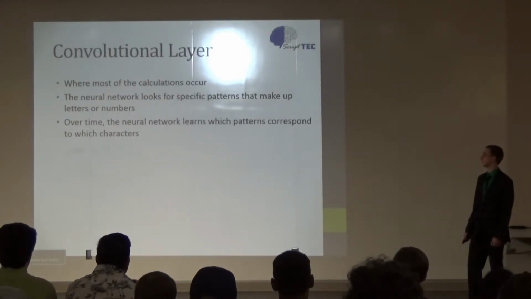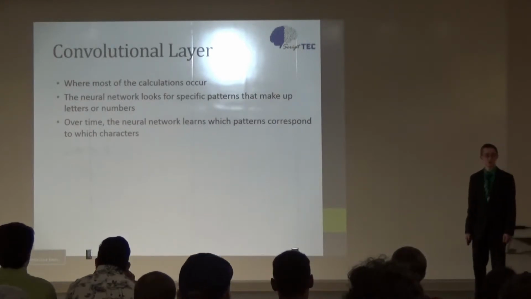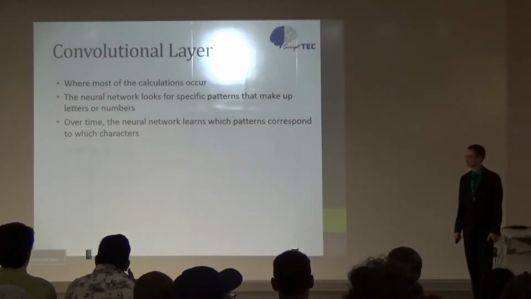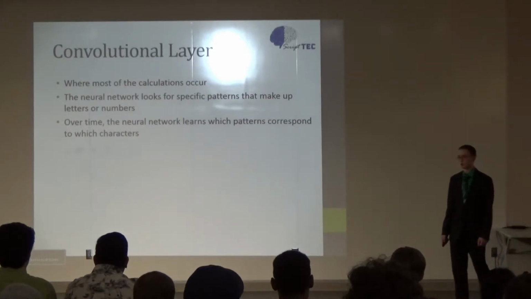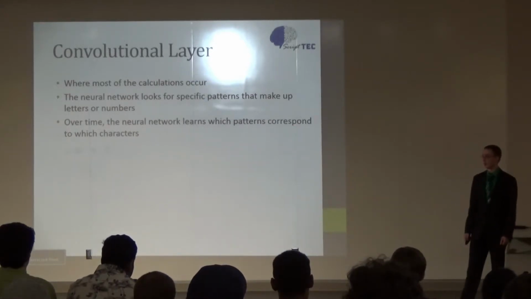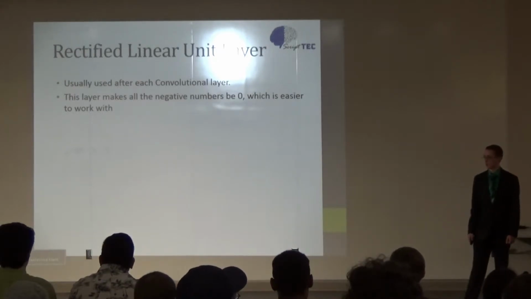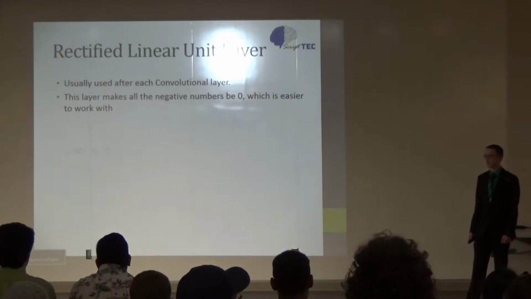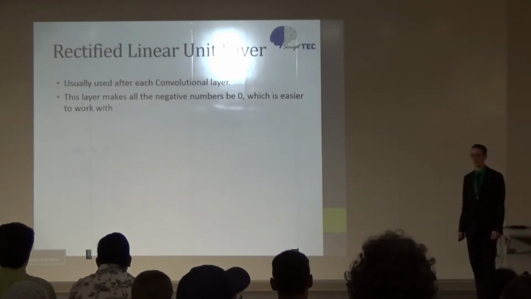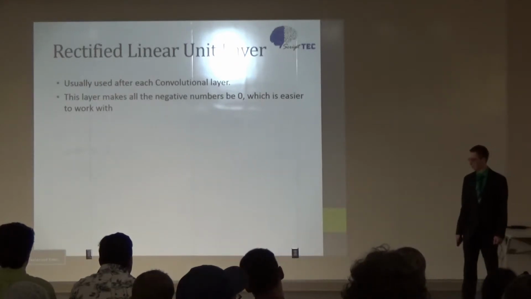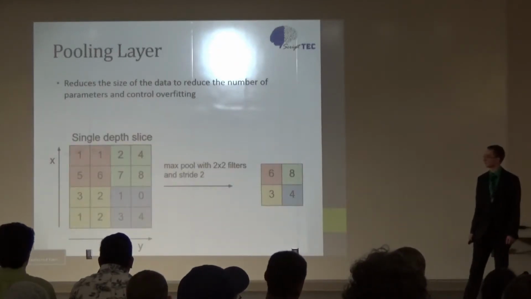Basically, what the neural network is doing is looking for specific patterns that make up different letters. Over time, the neural network can actually learn to identify what letter is what by comparing the patterns from different input images. After this, there's a rectified linear unit layer, which again sounds really complicated, but this is actually the simplest layer. All it does is take any negative numbers in the complicated math function and turn them to 0. This just makes it easier to work with and actually more accurate.